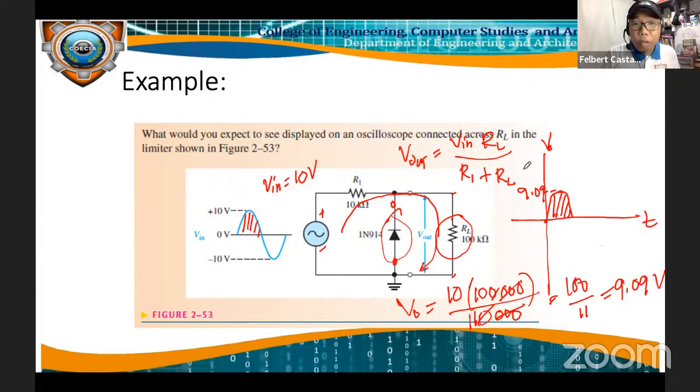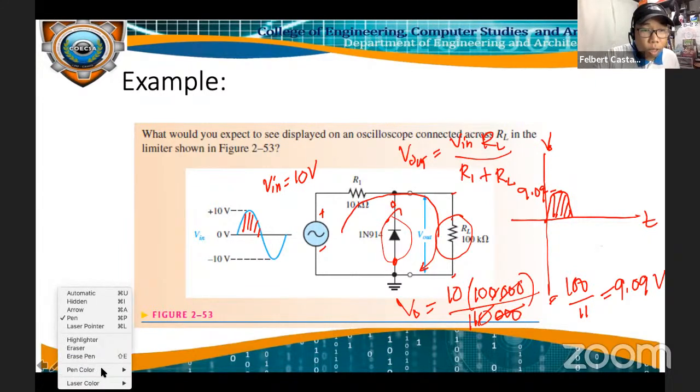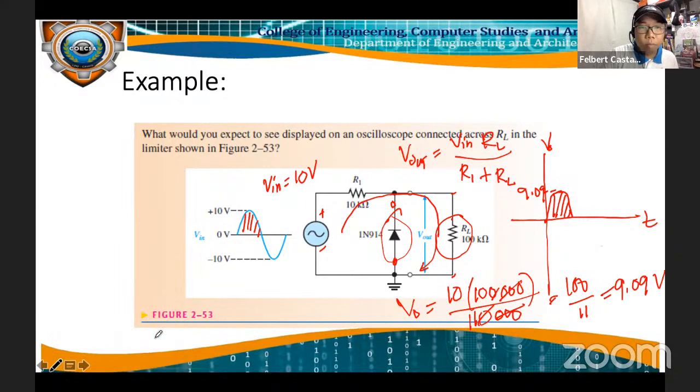So after we consider the positive half cycle as our input, ngayon naman, mag-change tayo ng color ng pen into blue. So negative naman, negative half cycle. Negative 10 volts ang input natin in this case, so V in is equal to negative 10 volts. Ano yung output natin? Tingnan natin kung gagana ba si diode. Negative polarity connected to the negative, or the cathode. Itong diode natin, ito yung cathode niya, ito yung anode. So this diode will conduct current.